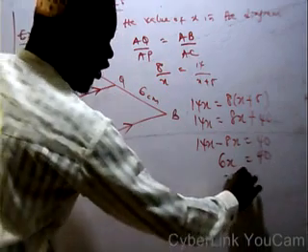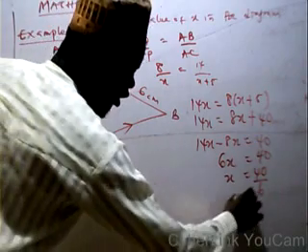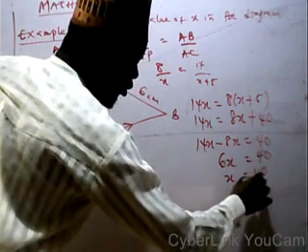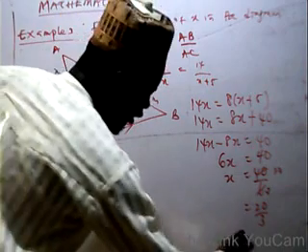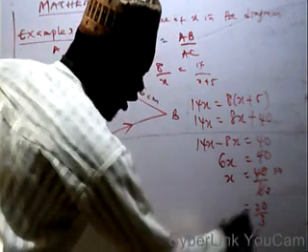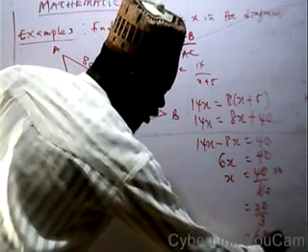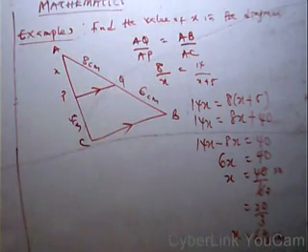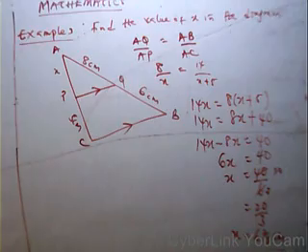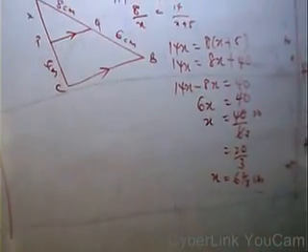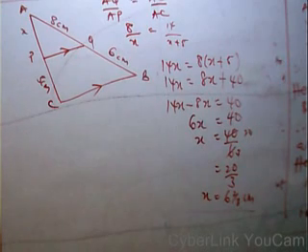What is now x? x is 40 over 6, right? So 2 can go here, 2 here, and we have 20 over 3. And what is 20 over 3? That is 6 whole number 2 over 3 centimeters. So that is the value of our x.